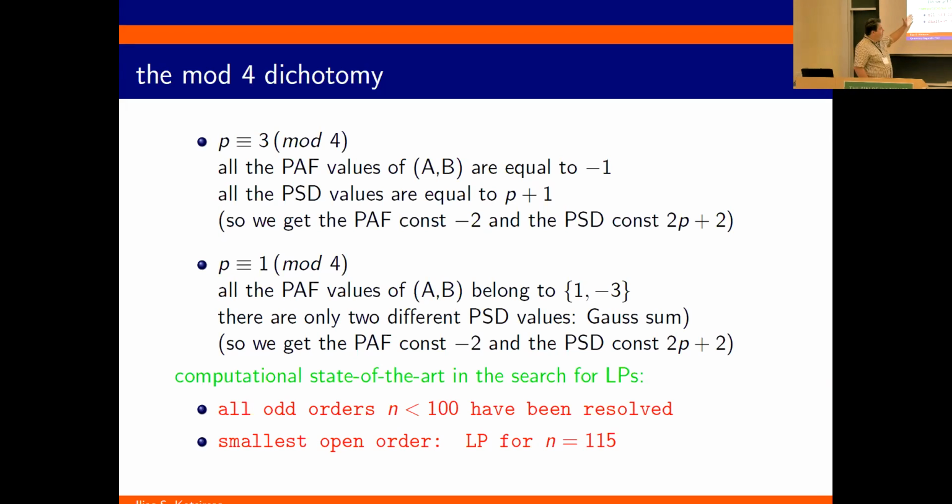In terms of the computational state of the art, in the search for Legendre pairs, what we know so far, all odd orders up to 100 have been resolved today. And the smallest open order, for which we don't know whether or not a Legendre pair exists, is 115. So again, for n equals 115, we don't know whether or not a Legendre pair exists. Of course, we believe that they do exist, but nobody has been able to find them.